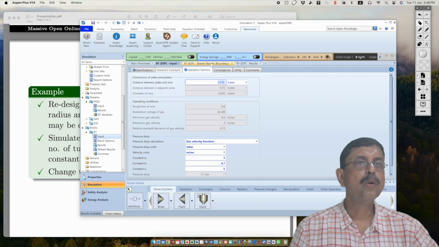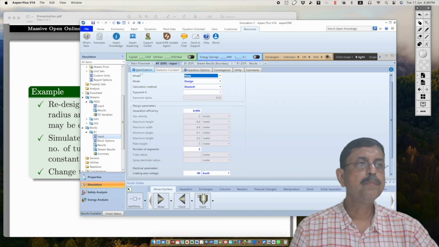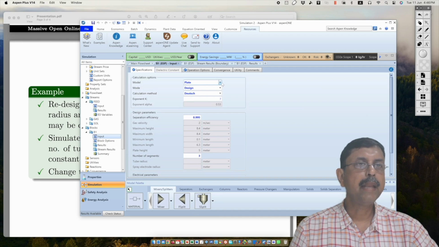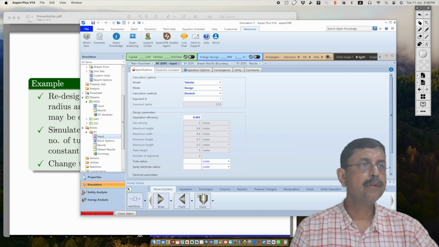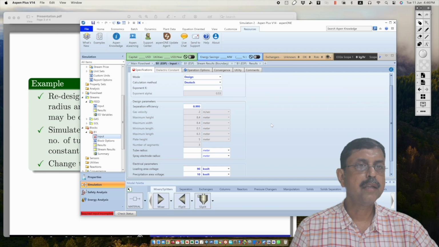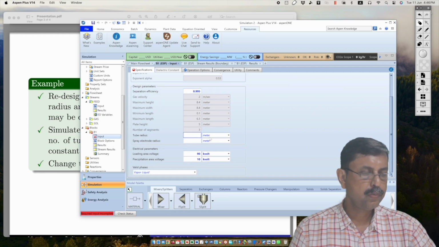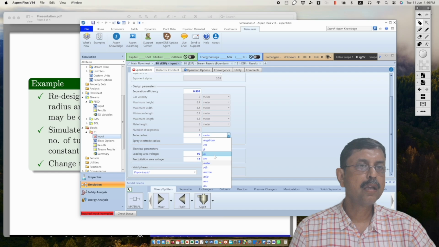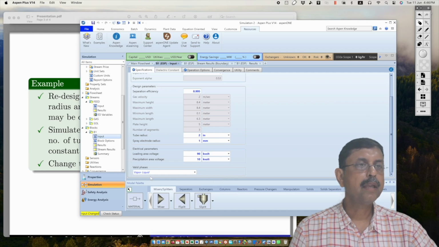So we will go back to the input. Here you will use the tubular model, so from plate type to tubular type. A few extra pieces of information need to be given over here. So 2-inch tube radius and 1 millimeter spray electrode radius. So 2-inch and 1 millimeter. Okay.